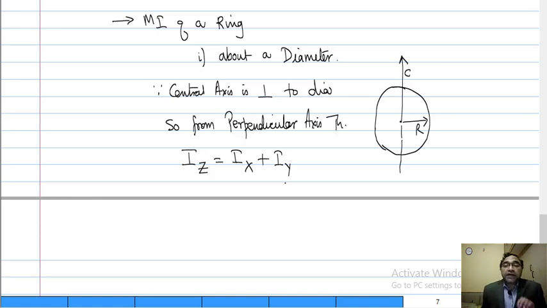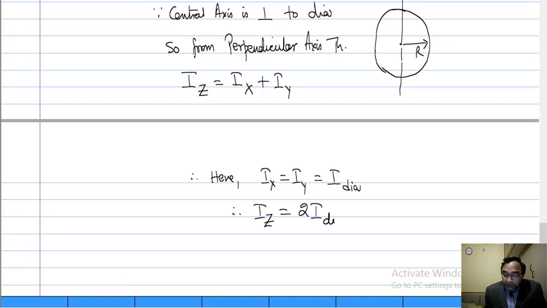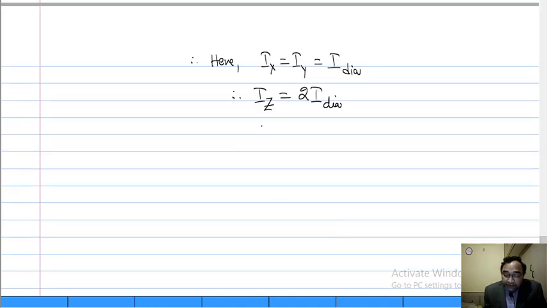X and y are what? X and y are again diameters here. So, I can write, in our case, I x equal to I y is equal to I about a diameter. Therefore, I z is equal to 2 times I diameter, and I z is M r square, so M r square is 2 times I diameter. Therefore, moment of inertia about a diameter is M r square by 2.